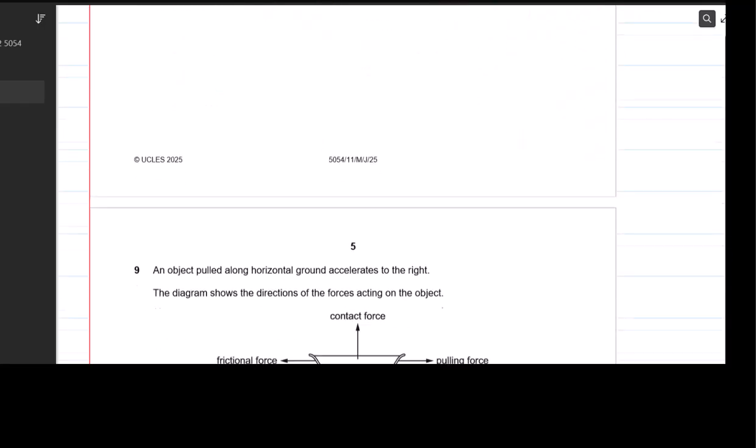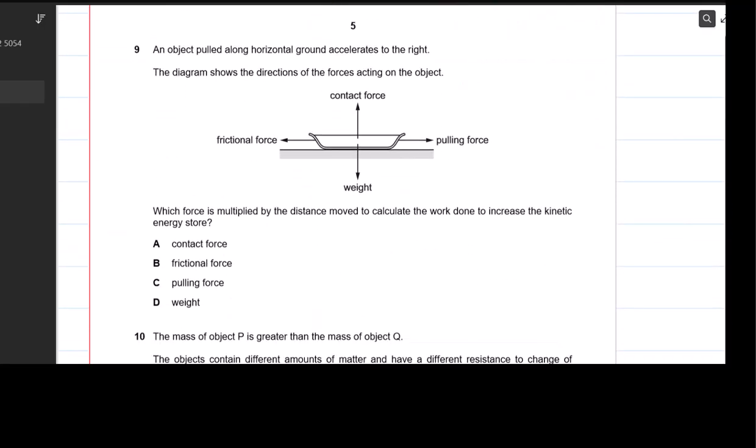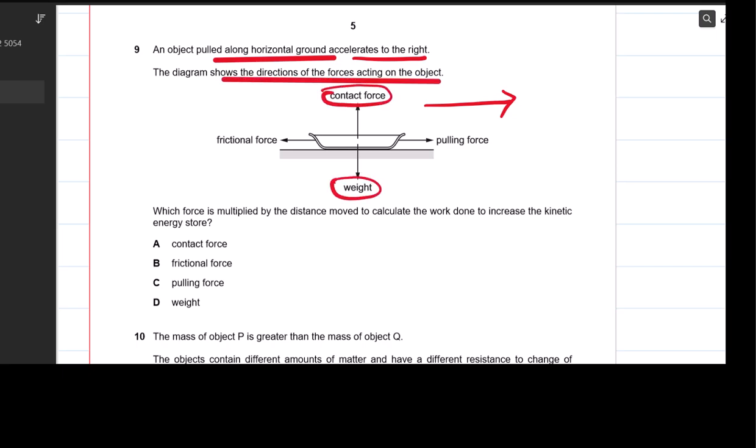So moving to question 9. An object pulled along horizontal ground accelerates to the right. The diagram shows the directions of the forces acting on the object. Contact force and weight. So it is moving horizontally as mentioned, so this force and this force are the same. Balanced forces. They are opposite in direction, so they are going to cancel out vertically, and it is moving horizontally.